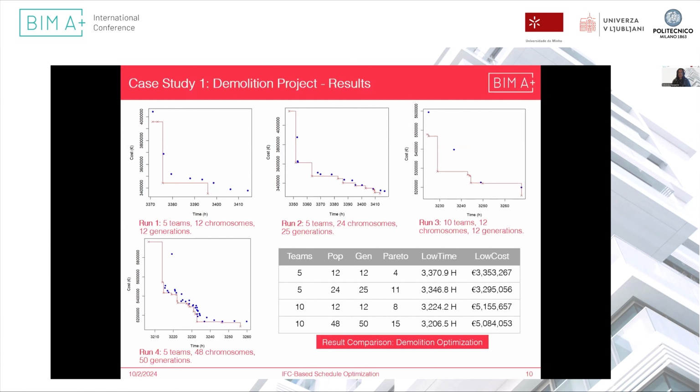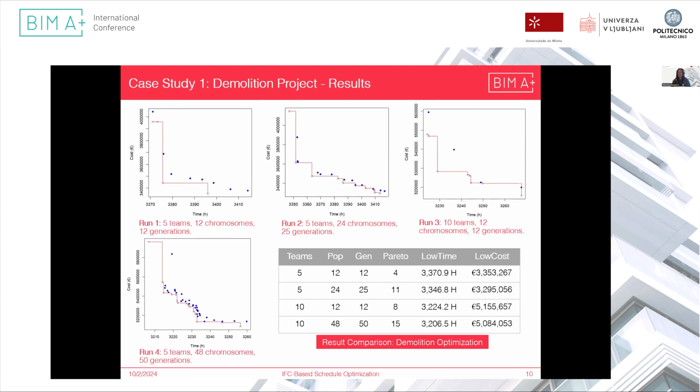A second run was done where the population and the number of generations were increased in order to get better solutions. So here you see the Pareto optimal set increasing to 11 from the initial 4, because the initial population has also increased, but the time and the costs are getting lower. In order to improve this even further, we ran a third run, this time doubling the teams to 10, but with the initial population of 12 and 12 generations, so that it can be comparable with the first run. And as you can see, the time is getting even lower.